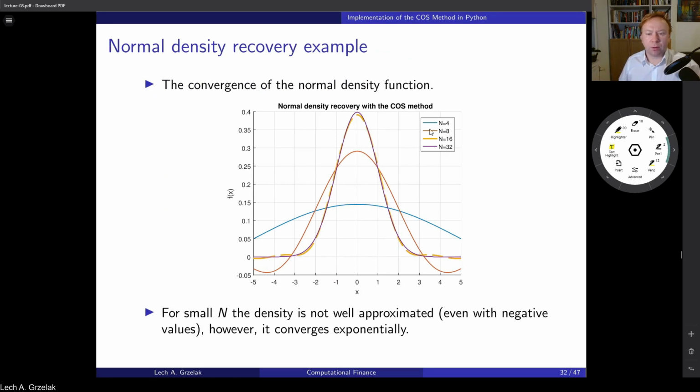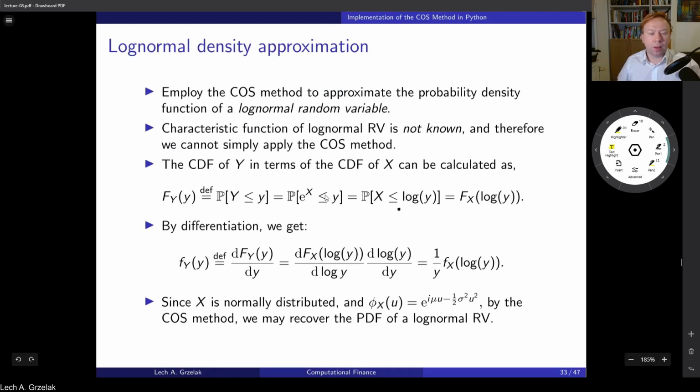So depending on the number of terms, we could see better behavior of the density. The more terms we have, the fewer oscillations we have, and the quality of the fit becomes better and better. We can also look at the log normal density. So we have seen the normal case, but we can also do log normal. Of course, a log normally distributed random variable doesn't have a characteristic function, but we can still make use of the normal characteristic function. And this is how it goes.